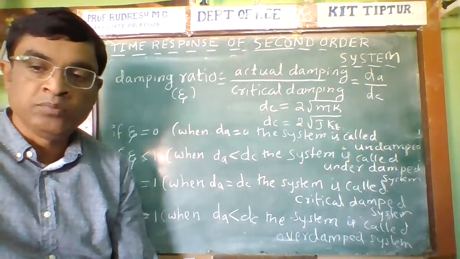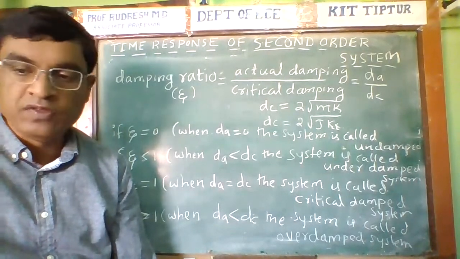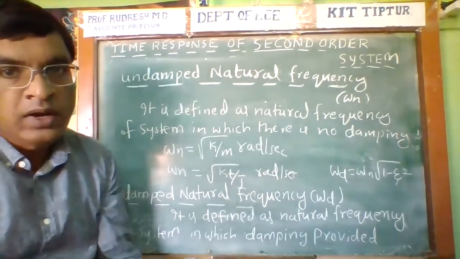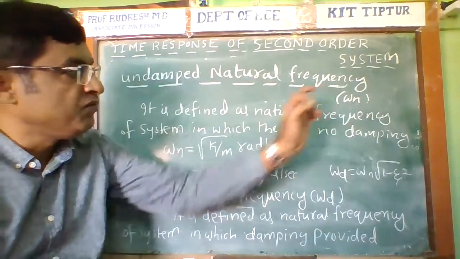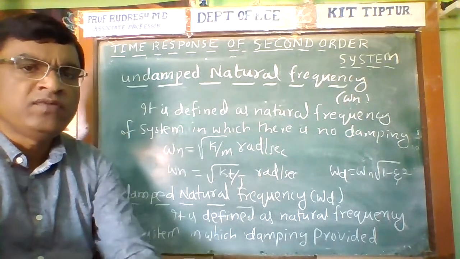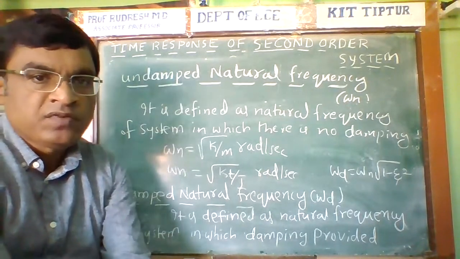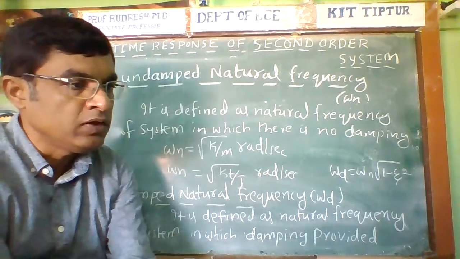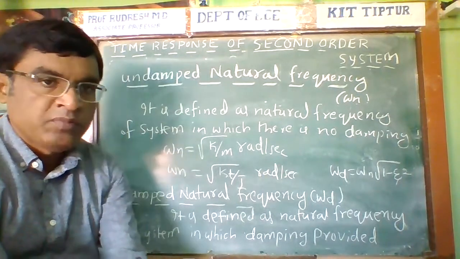I'm going to the next important terms used in the second order system: the undamped natural frequency and the damped natural frequency. The undamped natural frequency is denoted by W of n. It is defined as the natural frequency of the system in which no damping is provided. It is denoted by the symbol W of n.